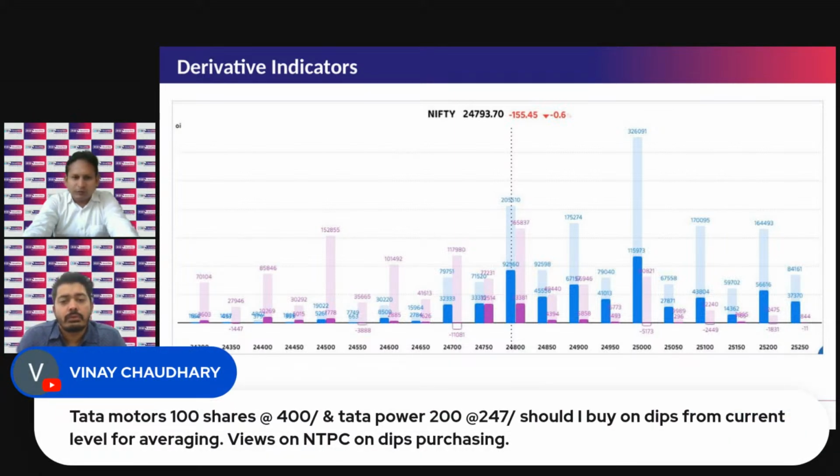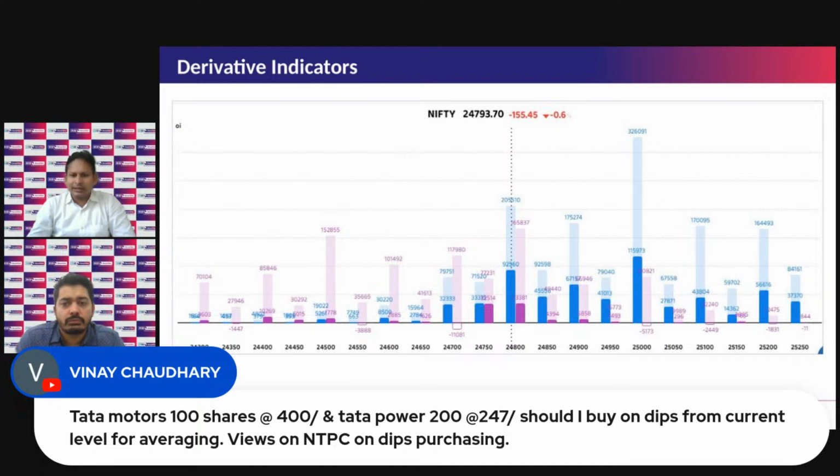The next question is from Vinay ji. Tata Motors 100 shares at 400 rupees and Tata Power 200 shares at 247. Should I buy on dips at the current level for averaging? View on NTPC on dip purchasing. So Vinay ji, again, I will first share a fundamental view, then I will request Gautam to share supports and resistance for all the three names.